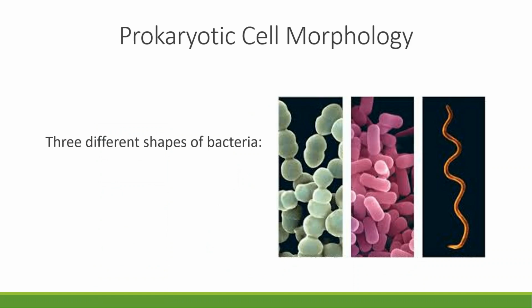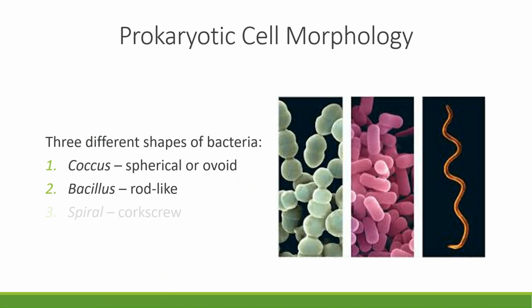Prokaryotic cell morphology comes in three different shapes. Coccus, from the Greek meaning round, spherical, or ovoid. Bacillus, which is a rod-like shape or pill shape. And spiral, which is corkscrew in shape.